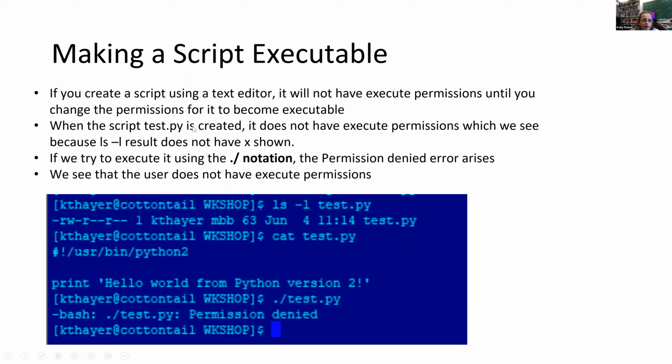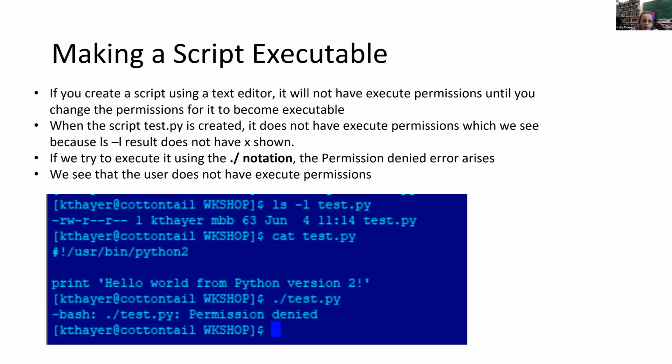So here is a script called test.py. When we create it, it does not have the execute permissions, which we see because ls -l does not have X shown. So here we make some script and we do ls -l test.py so we can get a look at what the permissions are. The user has read and write permissions, but no execute permissions. Others can read it and group can read it. And so if we actually cat the test.py to see what's in there, we see that this is just that hello script we had written in the previous slide.